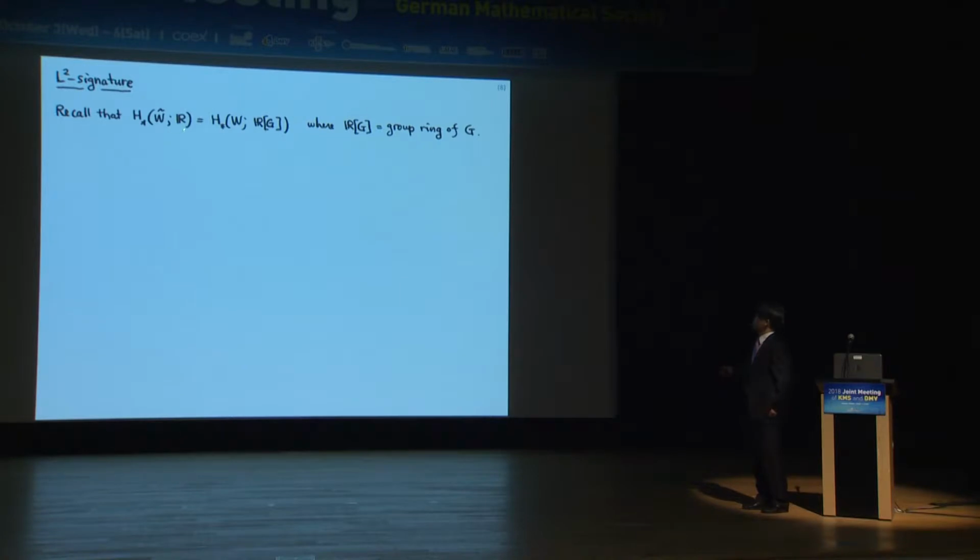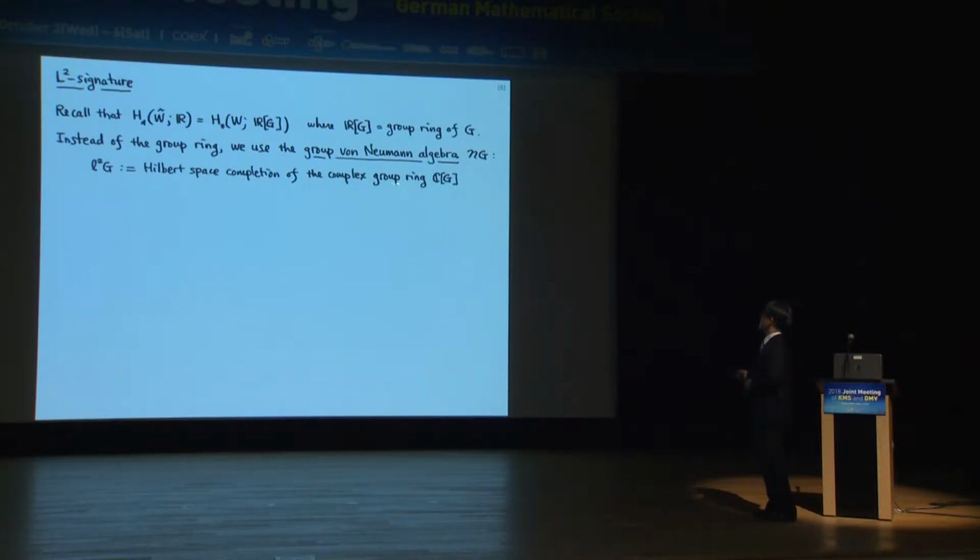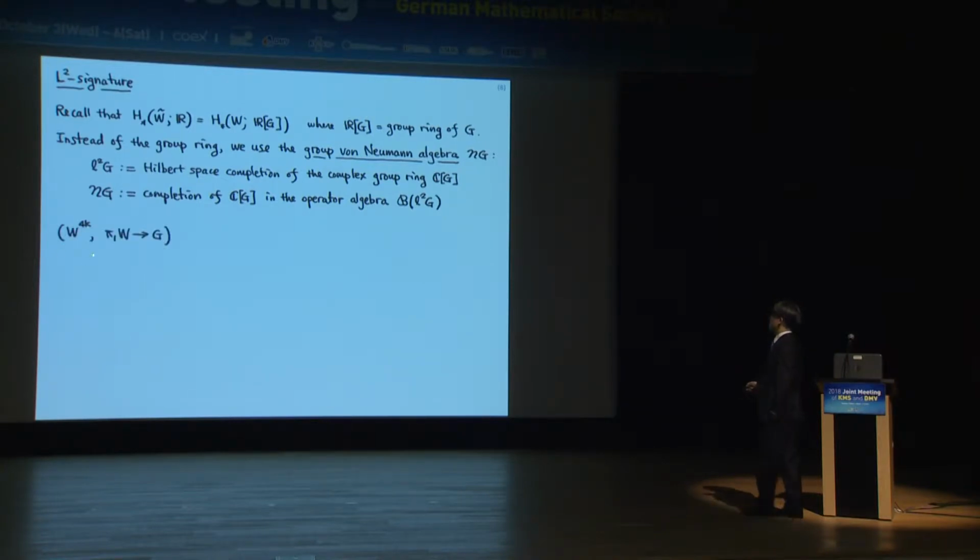Okay, so the usual real coefficient homology of the covering space is equal to the homology of the original space with coefficients in the group ring of the given transformation group. This is a standard fact from elementary algebraic topology. And the idea of the L2 invariant is to use, instead of the group ring, the group von Neumann algebra. So we employ some analysis. We think of the Hilbert space completion of the complex coefficient group ring, and then think of the operator algebra of bounded linear operators on this Hilbert space, and we take the completion of the group ring inside this operator algebra. That's the group von Neumann algebra, denoted here by NG, and then given a 4k-manifold and a group homomorphism.